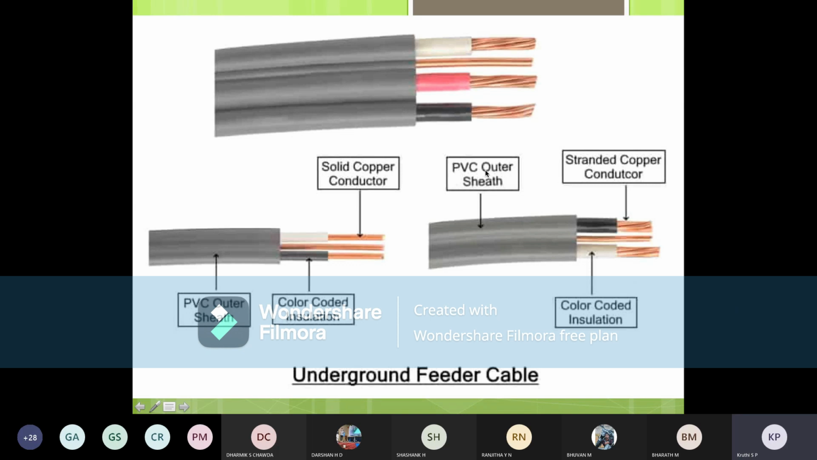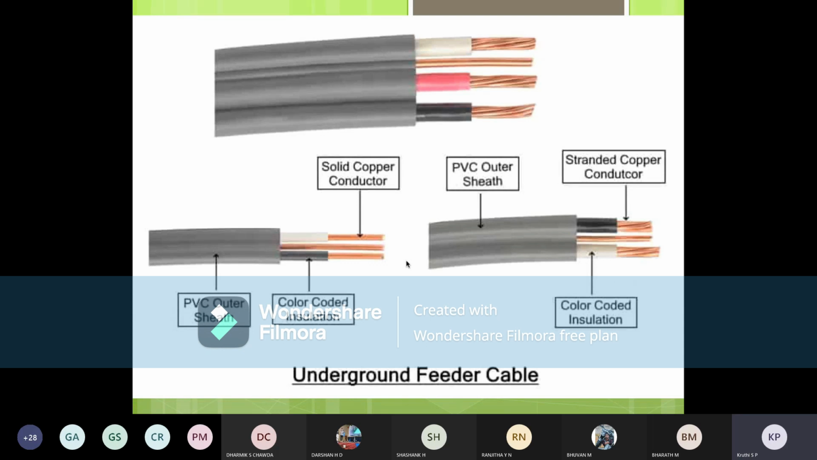This one is for solid copper conductor, and this is for standard copper conductor. See here, the insulation is bundled together, and the PVC outer sheet is given, and color-coded insulation is sometimes provided for solid copper conductor. There are many kinds of underground feeder cables. We will not be discussing all of those; we'll just be giving you an introduction about the cables.